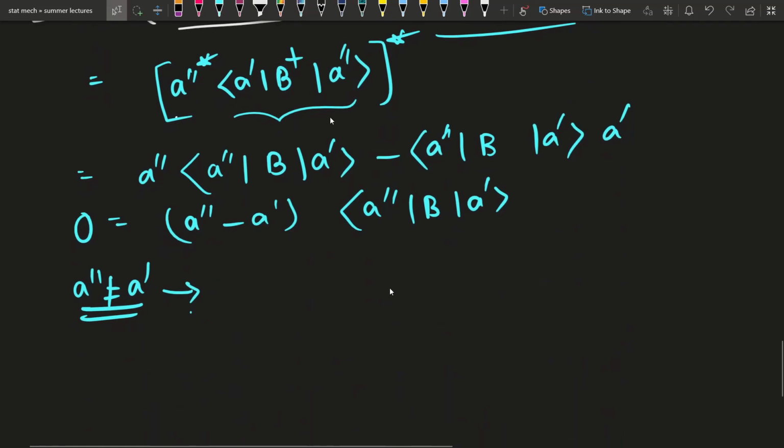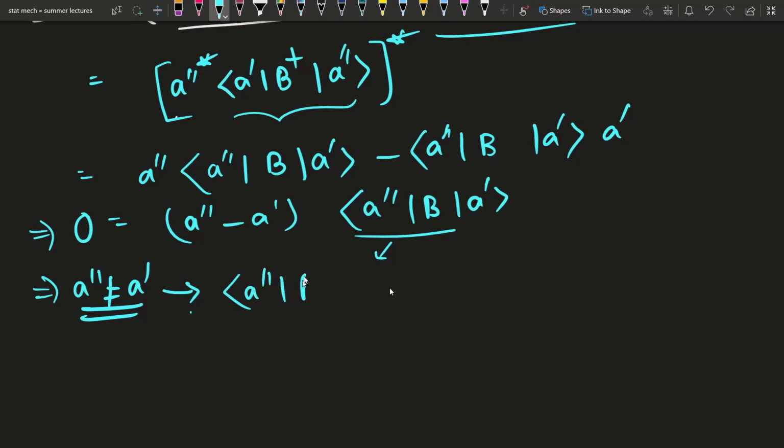A and B are computable. So the left hand side is equal to 0. So the right hand side, for the case A prime not equal to A double prime, for this to happen, this thing must be equal to 0, meaning the matrix element of B between A double prime and A prime must be equal to 0, meaning only the diagonal elements must be present there, because this means what?